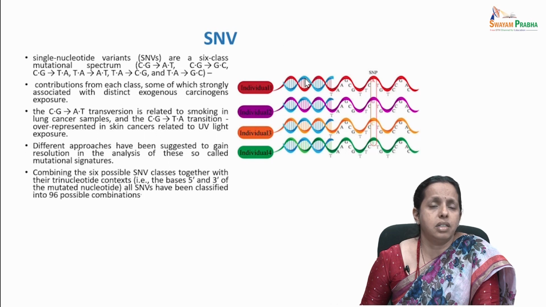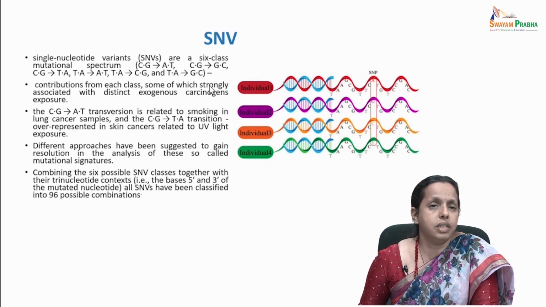One thing we will stress is single nucleotide variants, a six-class mutation spectrum, where a single nucleotide transition has happened, such as C to A or G, and so on. These six classes of mutation variants are there, and the contribution from each class is associated with distinct exogenous carcinogen exposure. The C to A transition is related to smoking in lung cancer samples, and this transition is overrepresented in skin cancer. C to T is related to UV exposure.